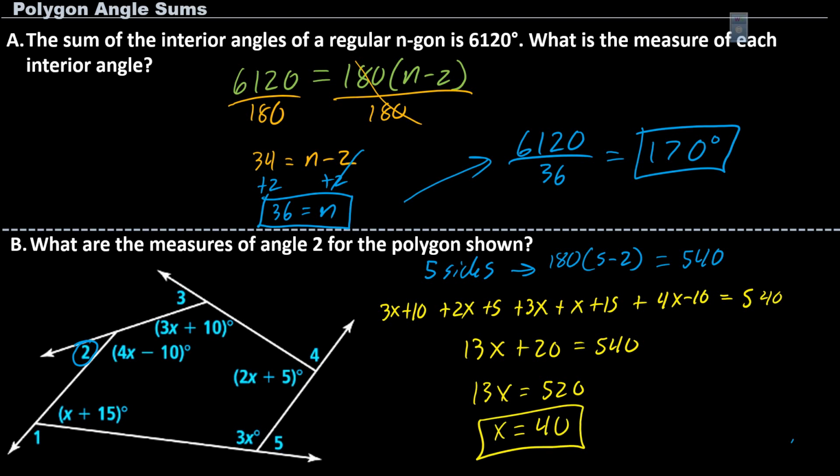So if we plug that in, 4 times 40 minus 10 is 150, which means 180 minus 150 gives us 30. So angle 2 is equal to 30 degrees.